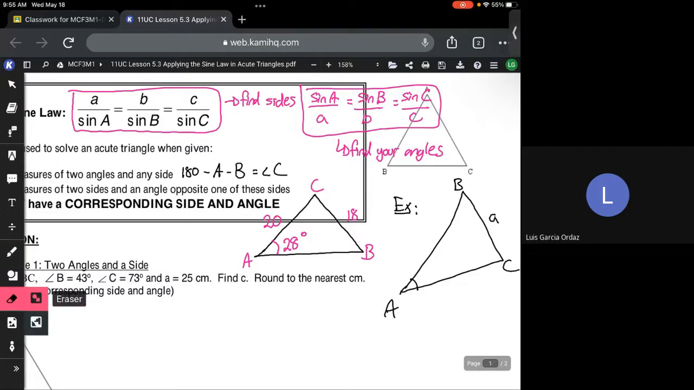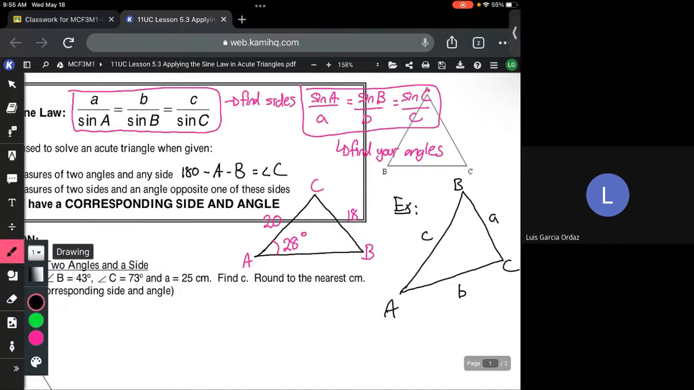So where would side B be labeled at? Yep, so down, so B would be over here. Well, there's no hypotenuse anymore because it's not a right angle triangle. And where would side C be labeled? Right here. So your sides and angles are always opposite from each other.